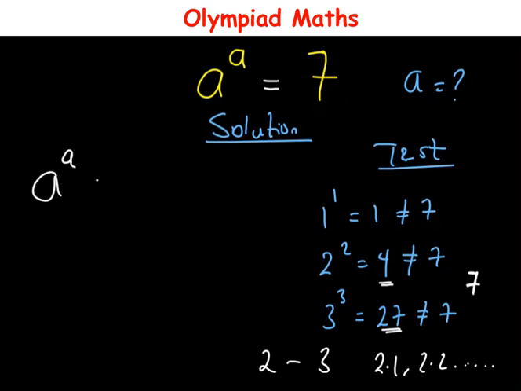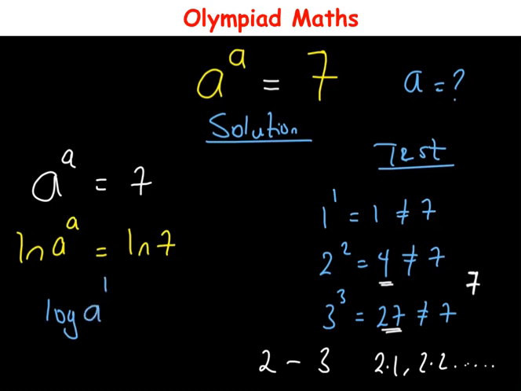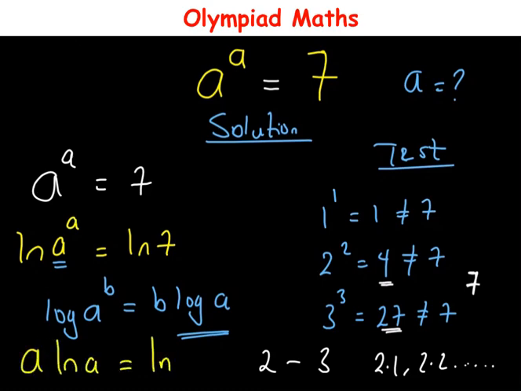So we have a raised to power a equals 7. The first thing we're going to do is introduce natural logarithm to both sides of the equation. So we say ln of a raised to power a is equal to ln 7. Now we're going to apply a property of logarithm: if you have logarithm of a raised to power b, this equals b times logarithm of a. So applying this rule, a to the power a becomes a times ln a is equal to ln 7.